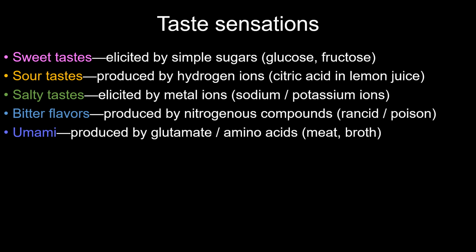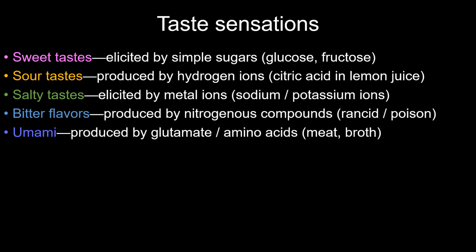Sweet tastes are typically due to simple sugars like glucose or fructose. Ethylene glycol and lead actually can also taste sweet, which is why there may be a problem with young children ingesting these substances, leading to accidental poisonings. You have sour tastes produced by hydrogen ions, and most of these are found in citric acid, like lemon juice. Salty foods. This salty taste is due to the presence of metal ions like sodium and potassium.